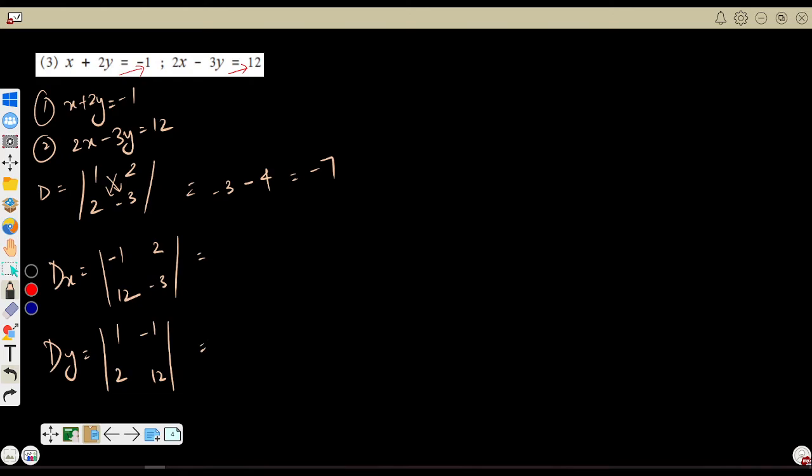Moving on to the next determinant, that is dx. Again I'll draw the arrows. So minus 1 into minus 3 will be 3, minus 2 into 12 is 24. So this will be minus 21. Solving the last determinant, that is dy. 1 into 12 will be 12, minus 1 into 2 is minus 2. So this will be 12 plus 2, which will give you the value as 14.